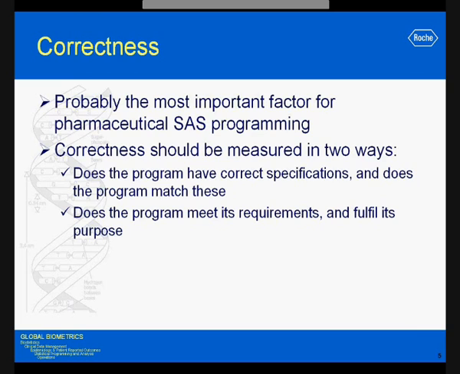The second measure of correctness is, does the program meet its requirements and fulfill its purpose? A program that doesn't do what its intention is, or what the customer needs it to do, is that truly a quality program? If we were asked for a demographic summary and we produce an AE listing, the AE listing might be completely correct. However, is this of top quality if it doesn't do what it needs to do?